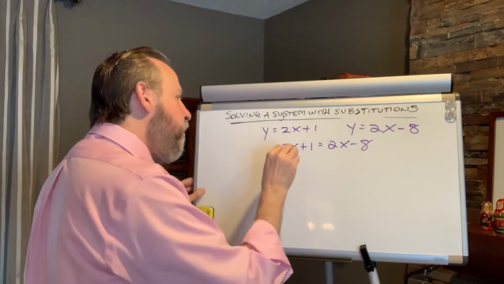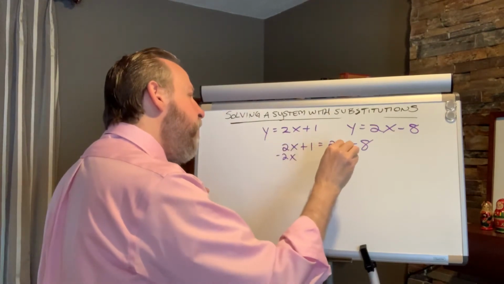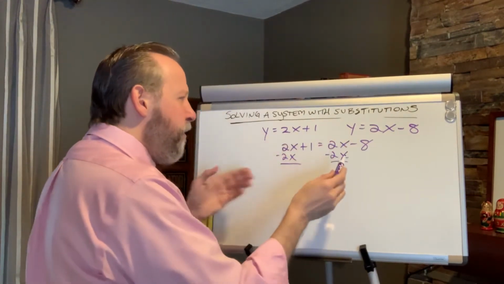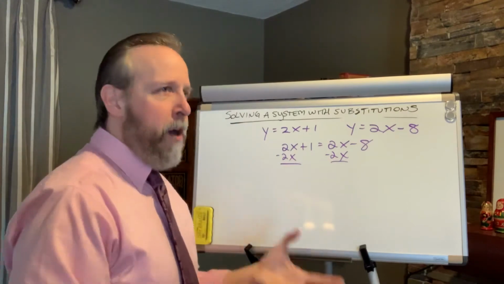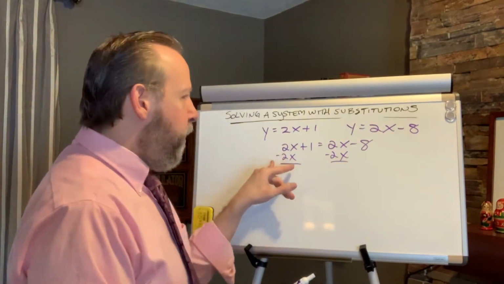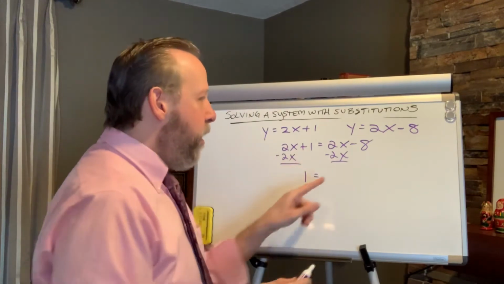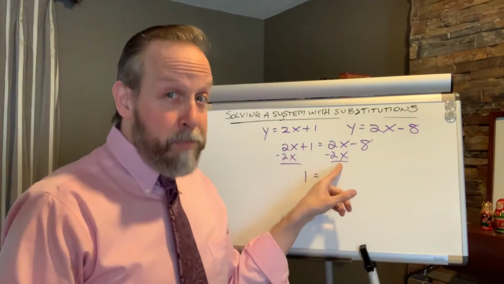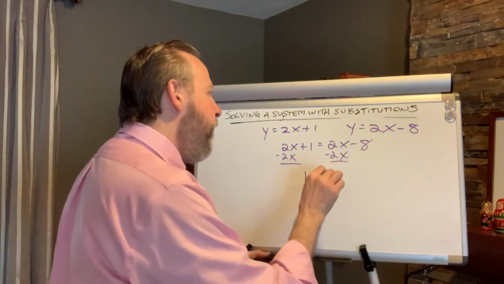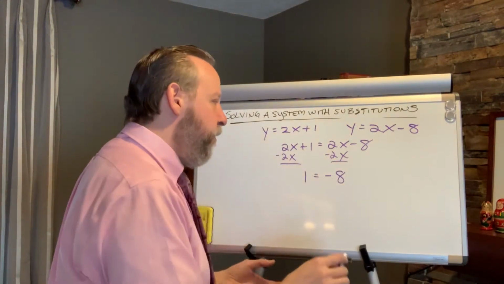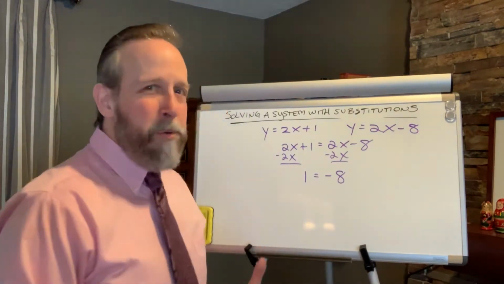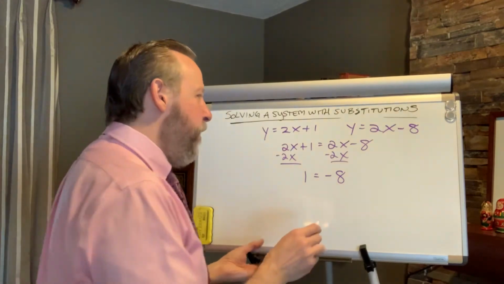All right, I'm going to subtract 2x from both sides, which means the variables actually completely drop out. 2x minus 2x is nothing. I'm left with 1 on this side of the equation. 2x minus 2x is nothing. So I'm left with negative 8 on this side of the equation. Well, that's not true. 1 does not equal negative 8.